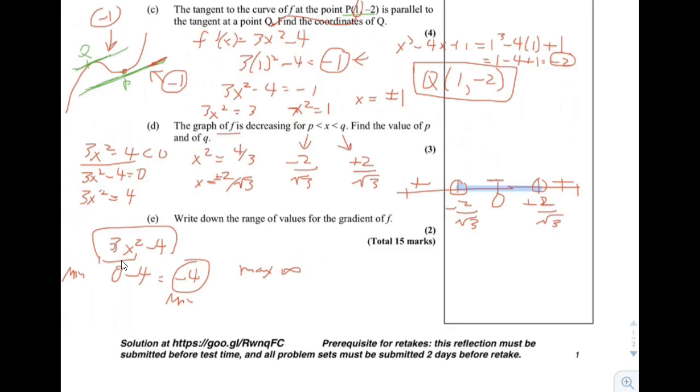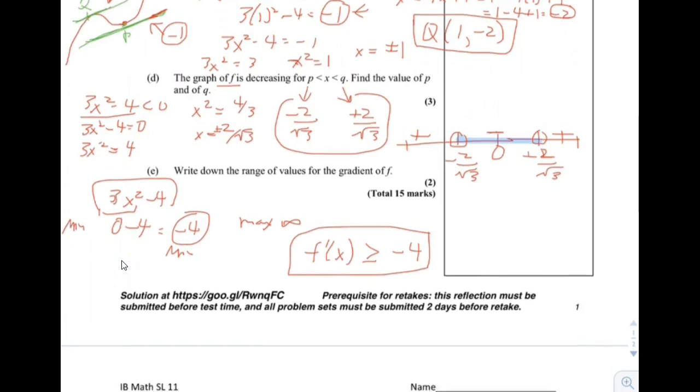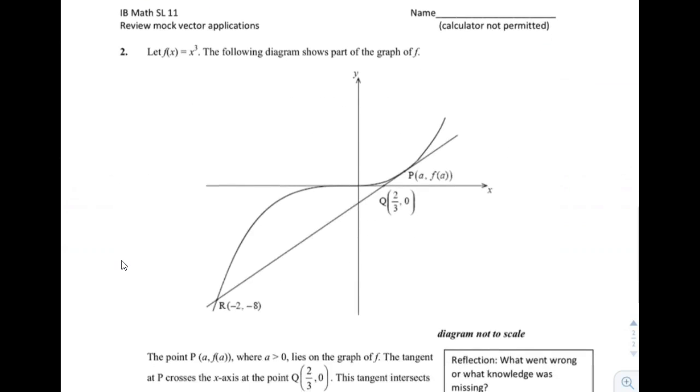Okay, so the range of values for the gradient of f would be greater than or equal to negative 4, and it ranges up to infinity. Okay? All right, moving on. Number 2.